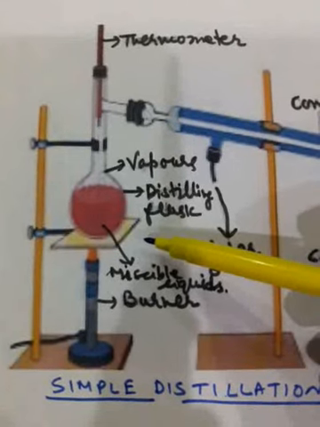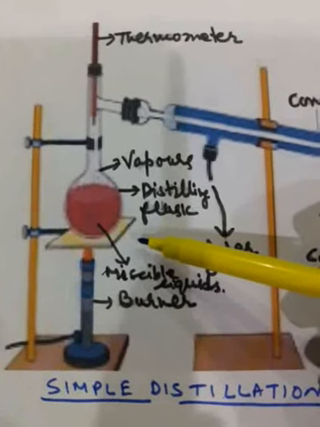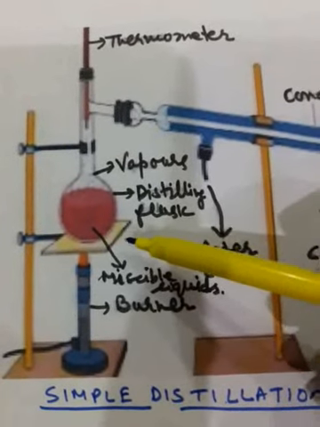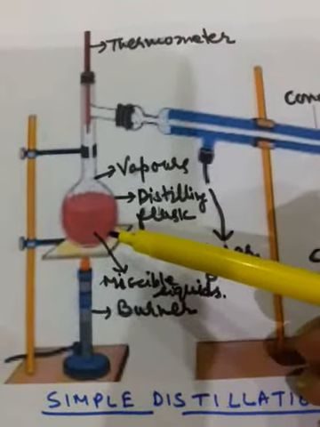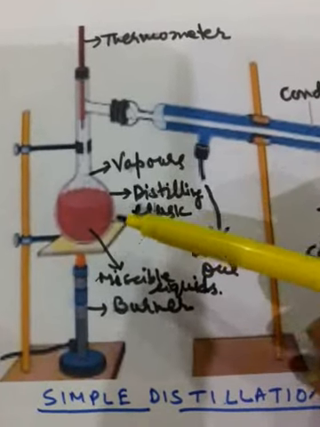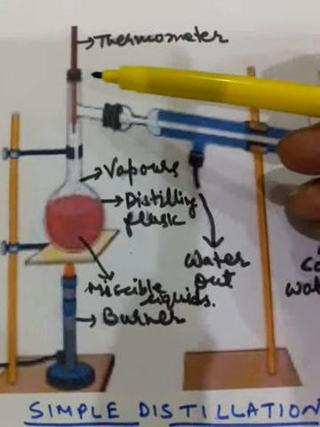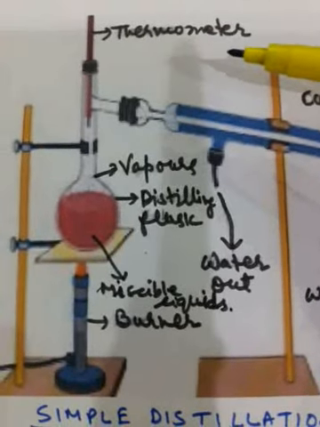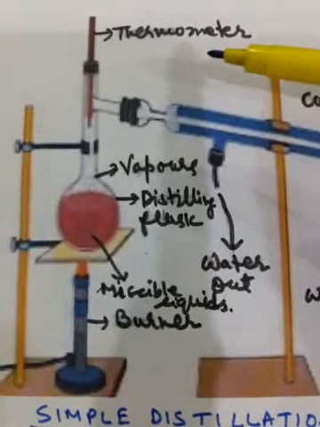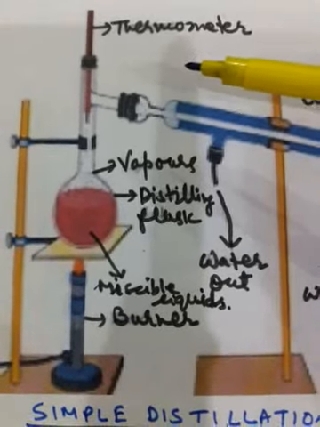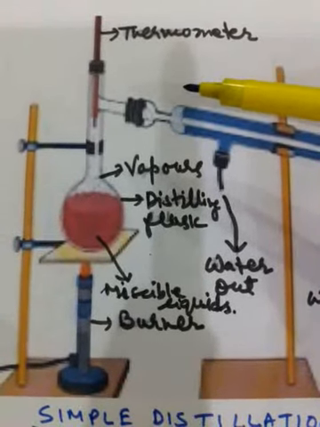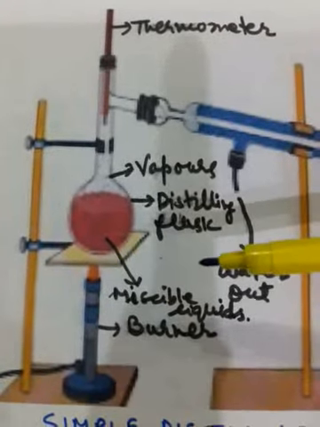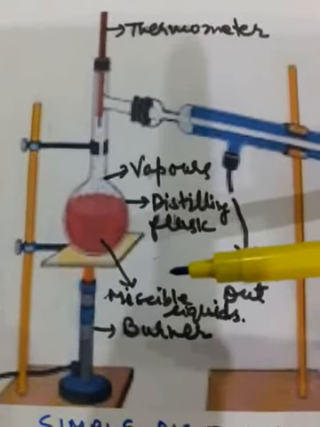Let's try to separate acetone and water from their mixture. Take the mixture in a distillation flask. This is the distillation flask. Fit it with a thermometer, because the thermometer will give us the reading at what temperature acetone boils. We know that acetone boils at 56 degrees Celsius and water starts boiling at 100 degrees Celsius.